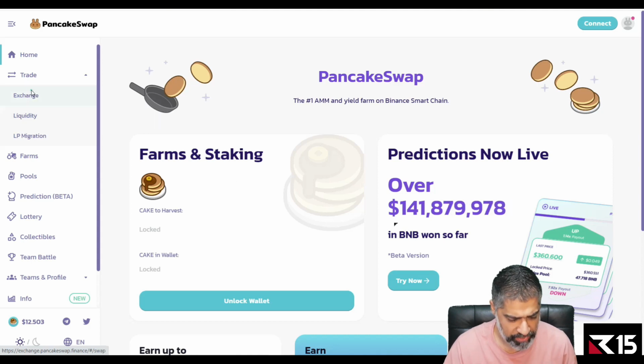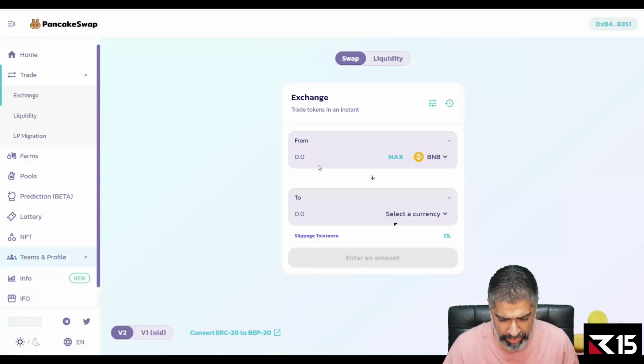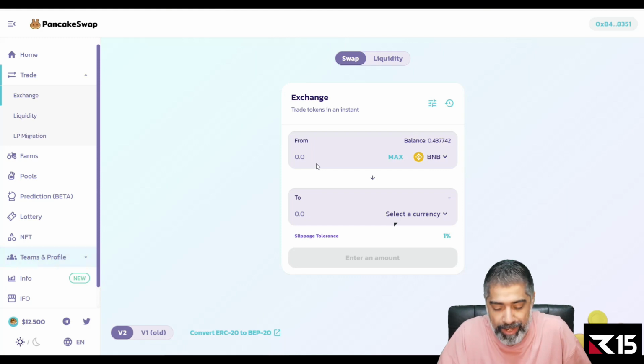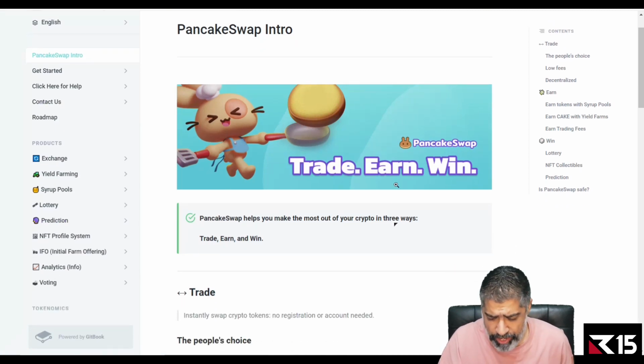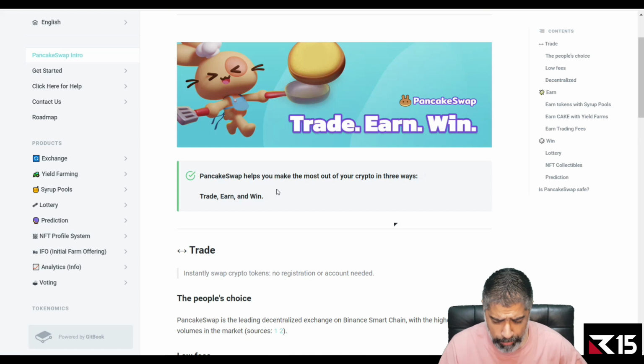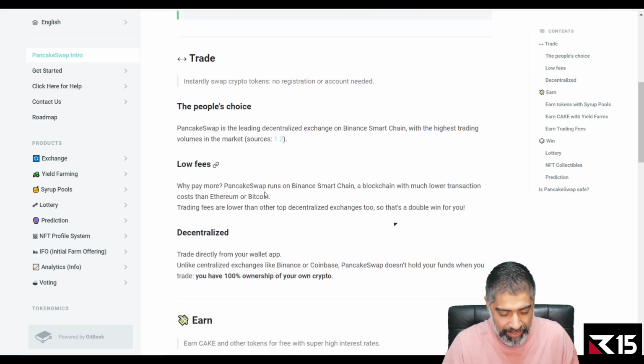So this is the exchange feature. You'll see it looks exactly the same as, or not exactly, but close to the same as Uniswap, same swap feature. But now if we just jump into the PancakeSwap intro: trade, earn, win. PancakeSwap helps you make the most out of your crypto in 3 ways: trade, earn, and win. It's gamified, right? So it kind of gives you all this information.